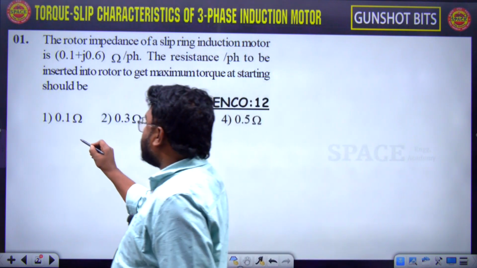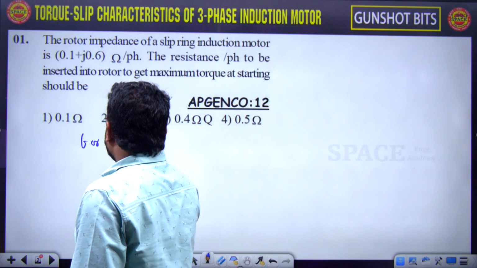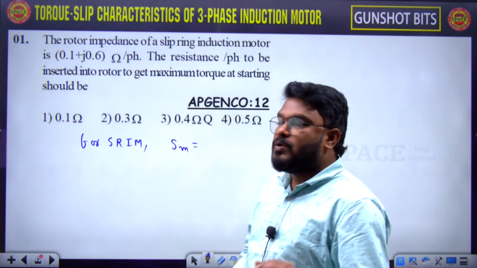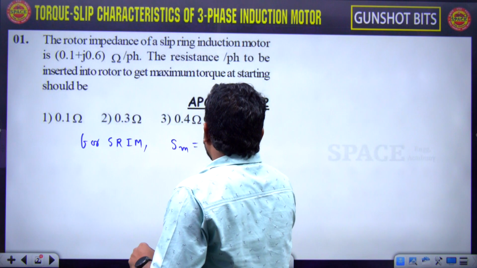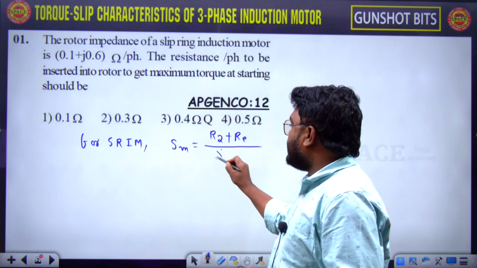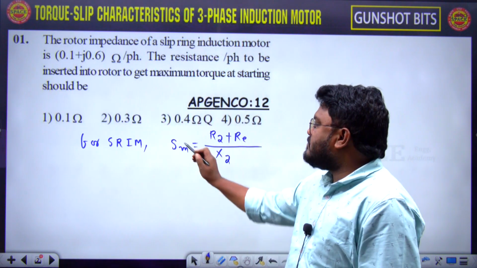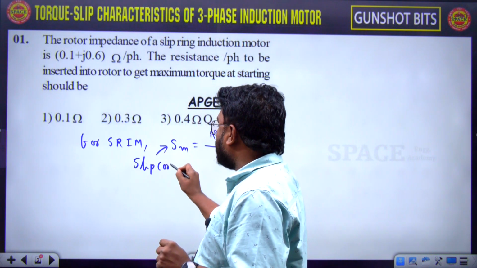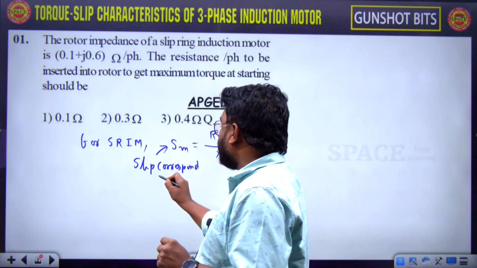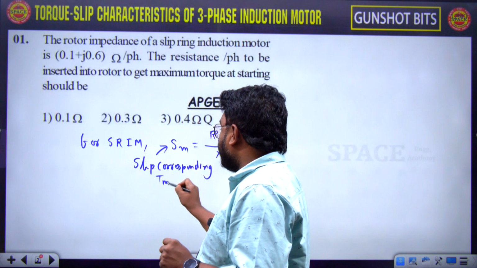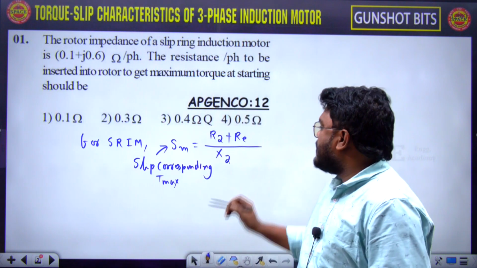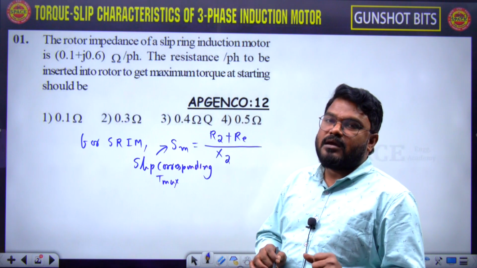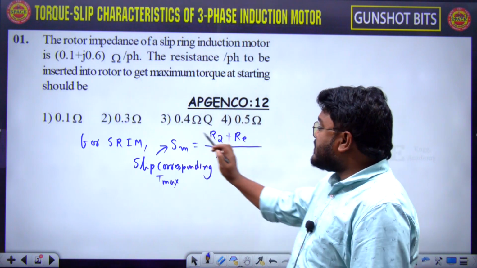For the slip ring induction motor, the slip corresponding to the maximum torque produced by the motor is S maximum, equal to (R2 + RE) divided by X2, where S maximum is the slip corresponding to the maximum torque, R2 is the rotor resistance per phase, RE is the external resistance to be inserted into the rotor, and X2 is the standstill reactance per phase.